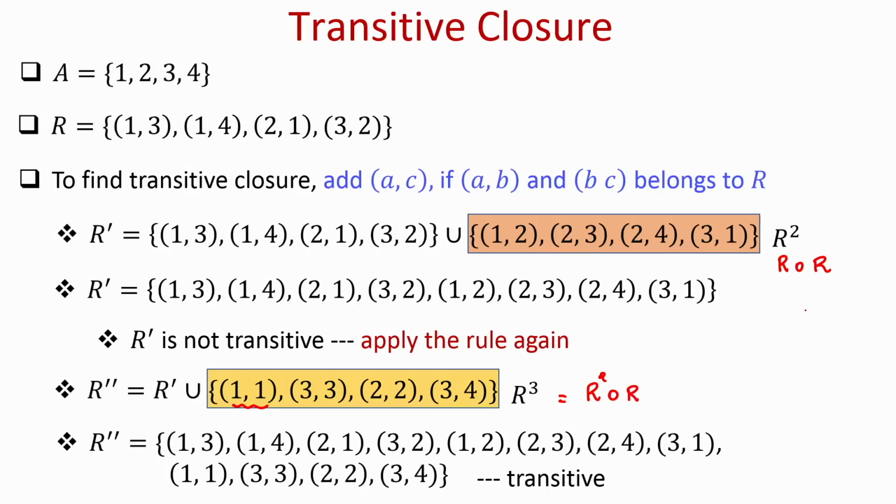So, it turns out that when we want to find a transitive closure, it need not be a one step process. I need to apply this rule, namely keep on adding the ordered pairs of the form A C such that A B and B C are there in your expanded relation, and I may need to keep on applying this process several times, and only then can I obtain the transitive closure.